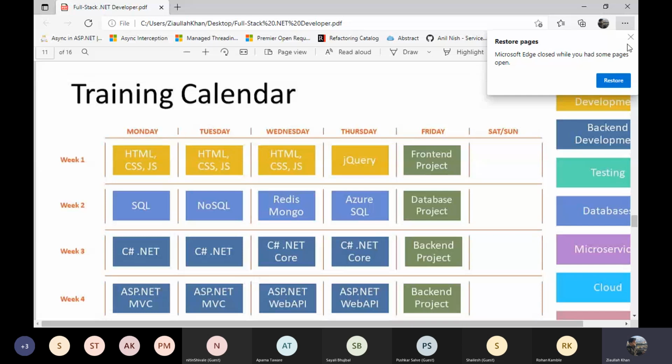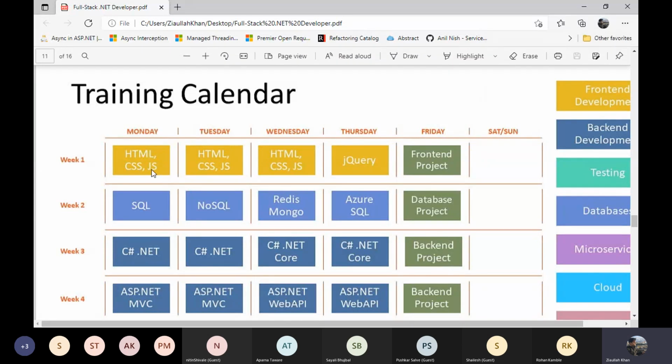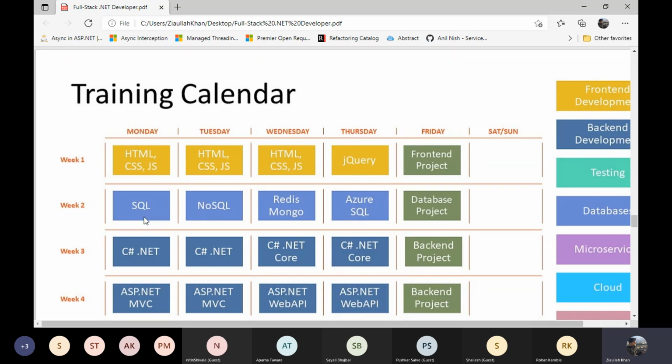in the last 2 weeks, we have covered HTML, CSS, JavaScript, jQuery, and then in the last week, we were focusing on databases and data persistence. We studied SQL, specifically the Microsoft SQL Server. Then in the NoSQL category, we studied CouchDB, which is a document database. We studied Redis, which is a key value pair database. And then we saw Azure Table and the graph database Neo4j.